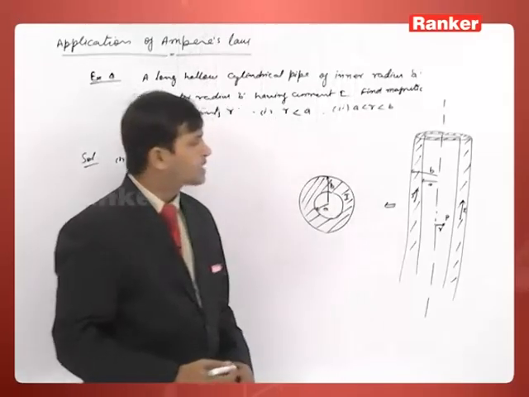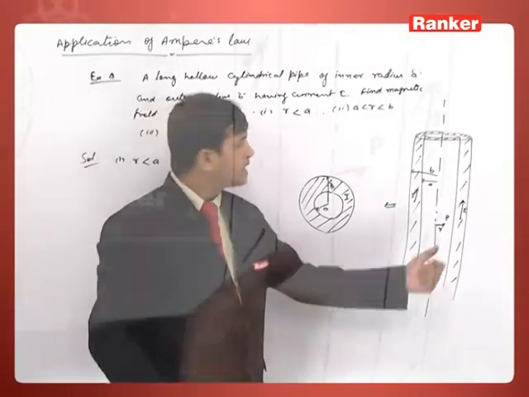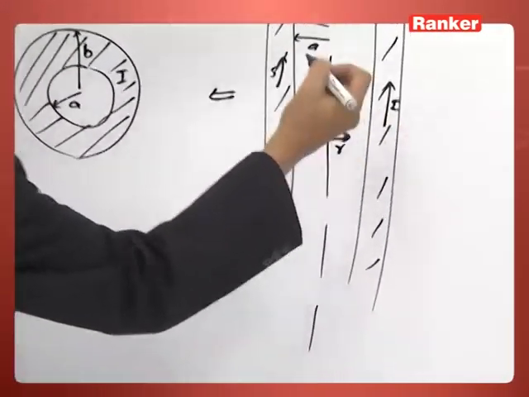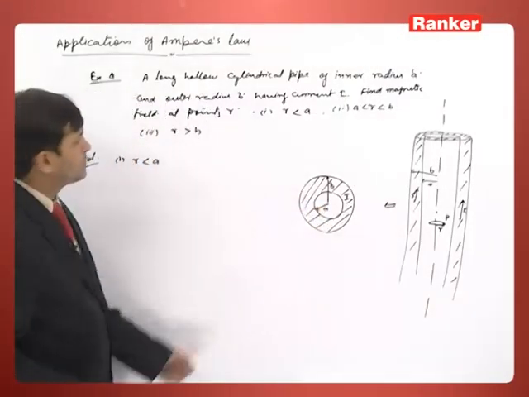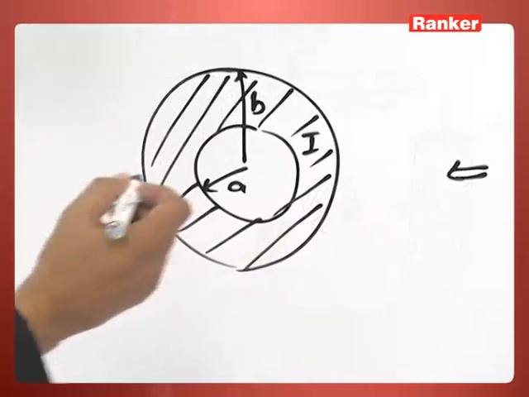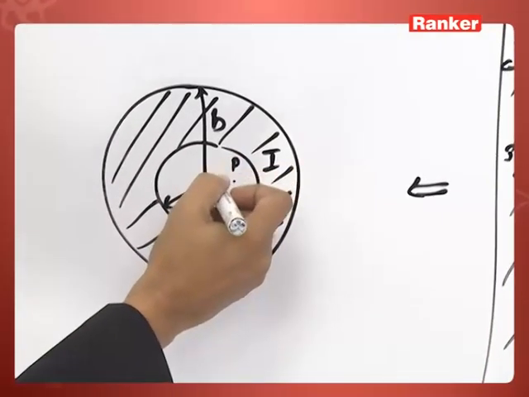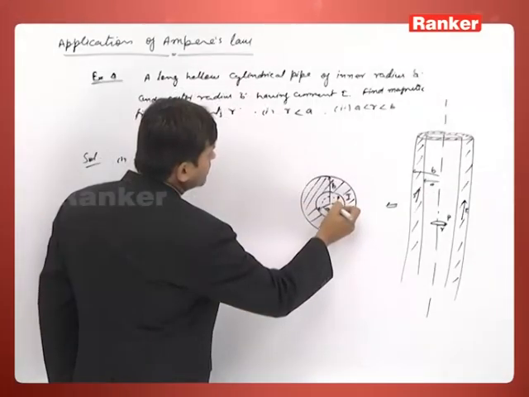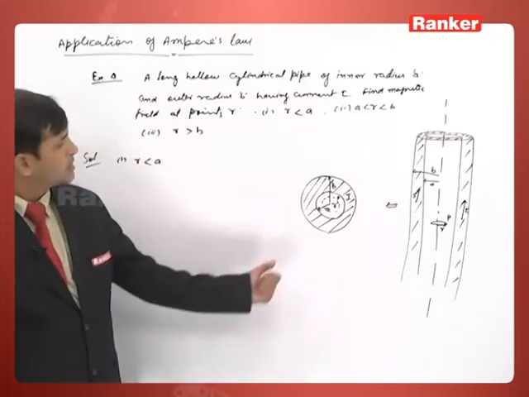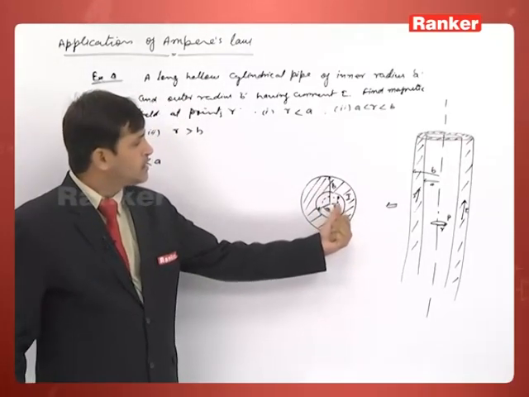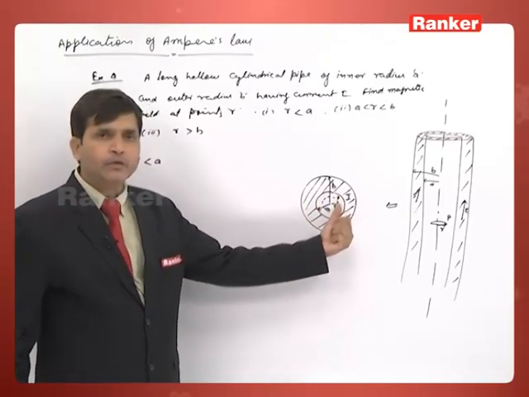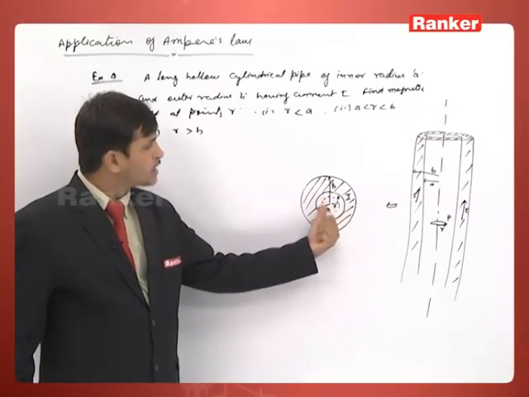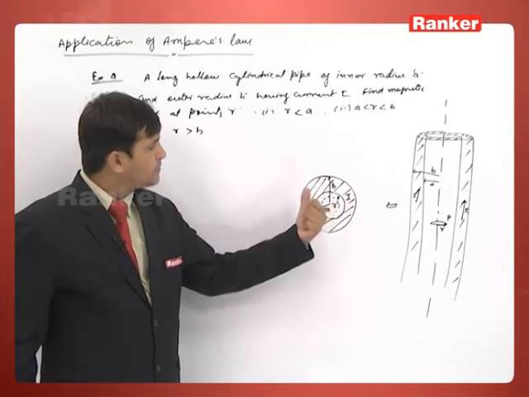So when we make our Amperian loop, the Amperian loop will have radius R like this. This point P, this radius R. So what is observed is the current enclosed by the Amperian loop: there is no current through the Amperian loop.